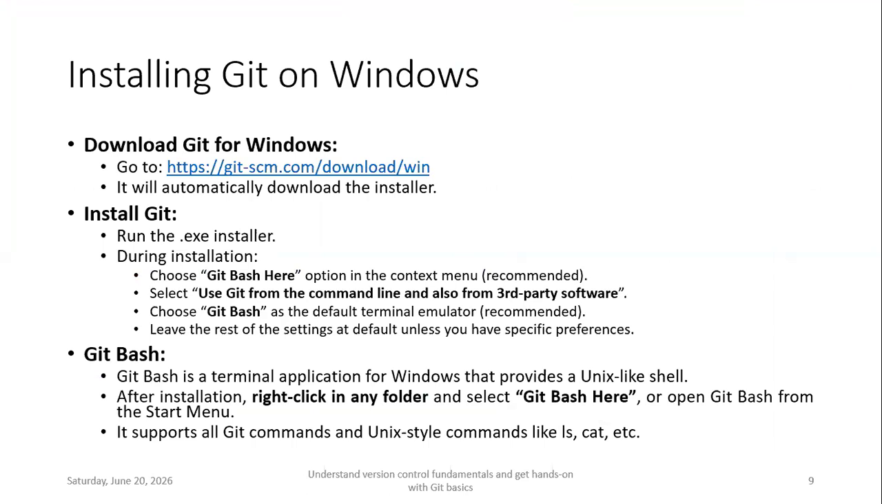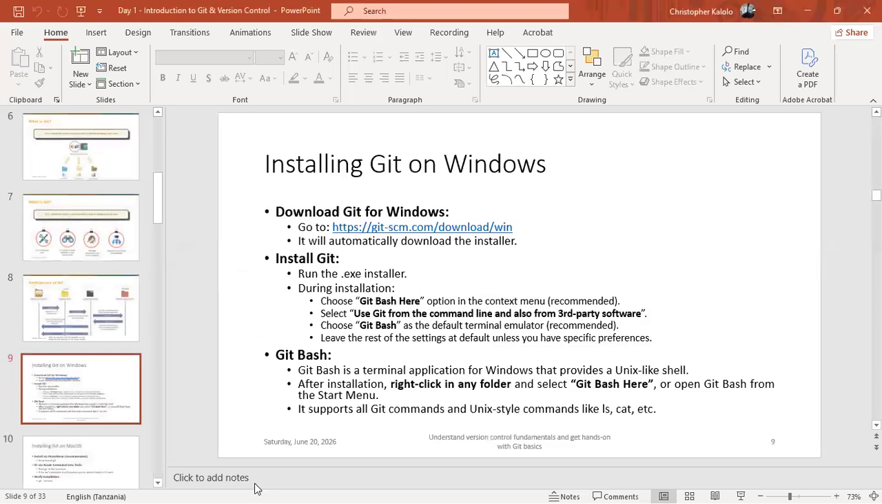Now, how do we install Git? We install Git on Windows. We will start with those who are using Windows. Just go to your Google search engine. Just write Git. Let me go there. We have given this link here, git-scm.com, download win. But you can just go on your browser.